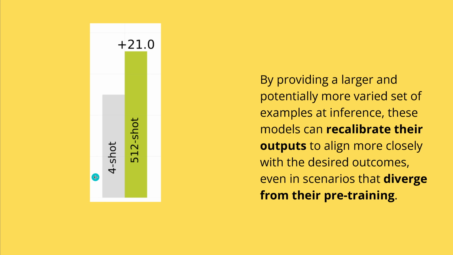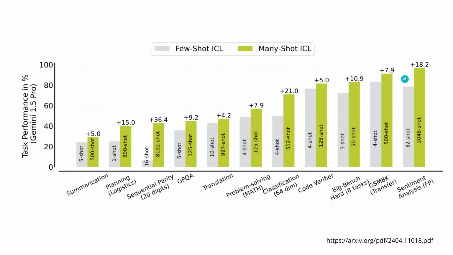If I have here a 4-shot prompt, which is good, and I increase it to a 512-shot prompt, my system performance goes up 21%. Just in one prompt. I am amazed by this possibility that this 1 million token context length opens up now for me and for the training. Now, this is of course task specific.